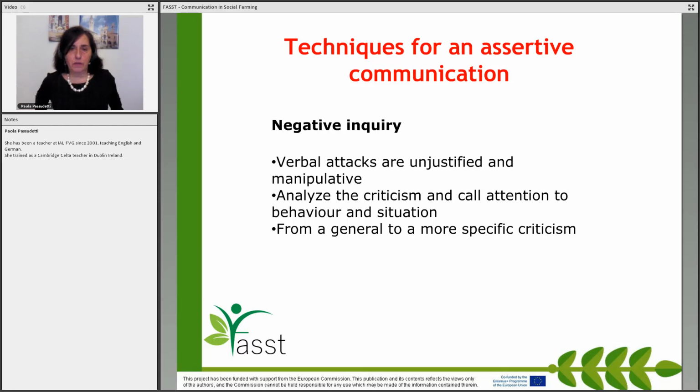Negative inquiry. In negative inquiry, verbal attacks are unjustified and manipulative. One should analyze the criticism and call attention to behavior and situation. And we could be able to pass from a general criticism to a more specific one.